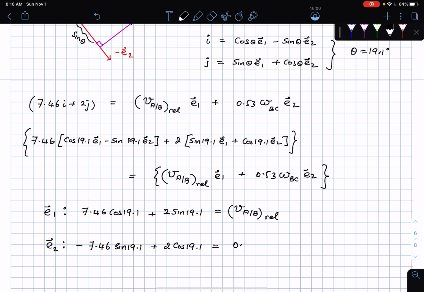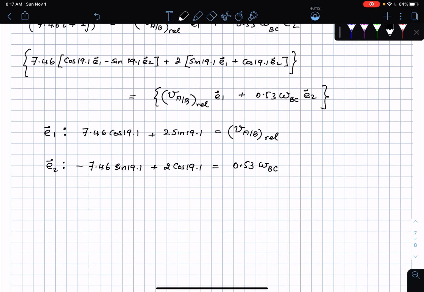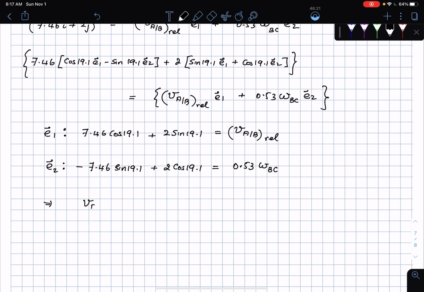This is equal to 0.53 omega BC, as you can see here. Okay, and I just start plugging in the values and so on. There is not much more to this, as you can see. Okay, VAB relative, I can solve for VAB relative, which is going to give me approximately 7.7 meters per second.